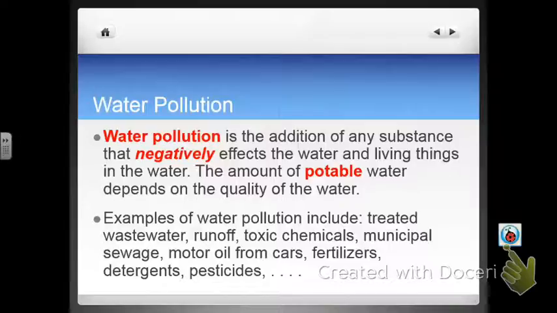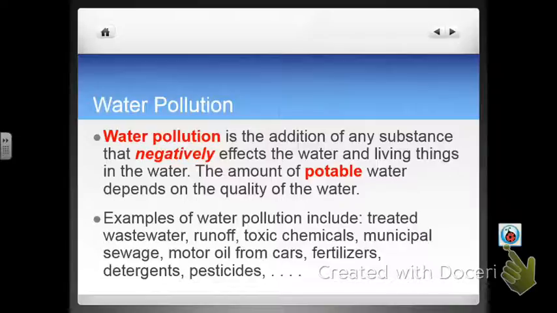Today we're going to look at some specific definitions related to water pollution and some examples, and we are also going to talk about some water quality indicators, things that help determine if the body of water is healthy or not. So the first thing we want to look at is the definition of water pollution itself.